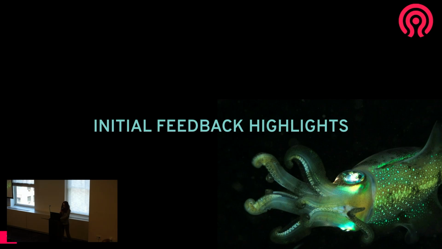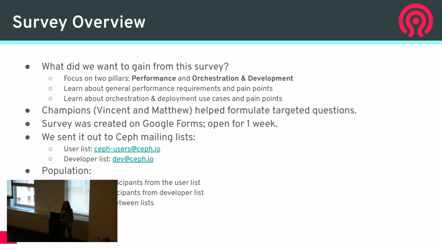So now I'll be going over the initial feedback from the survey we sent out. The overall goal of this dry run survey, as Nate has said, was to focus on the two pillars, performance and orchestration and deployment. Specifically, we wanted to learn about the general performance requirements that people have and their pain points. And with orchestration and deployment, we wanted to learn about people's use cases and also their pain points. The champions, in this case Vincent and Matthew, helped us formulate the questions used on the survey. So their background knowledge there was integral in us getting the results we wanted.